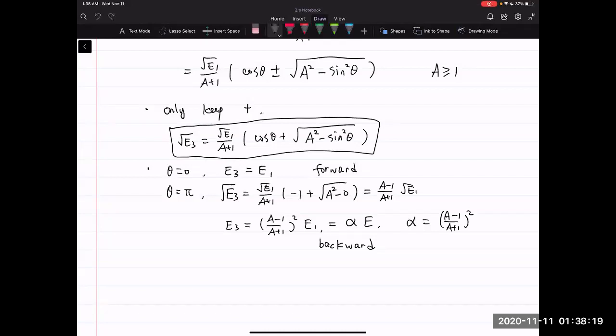This is still a little bit complicated for us to understand the neutron slowing down process, because this only describes one scattering process, and that is the energy of the neutron detected at angle theta. So we don't really care about one particular angle. What really matters is the entire distribution of E3.